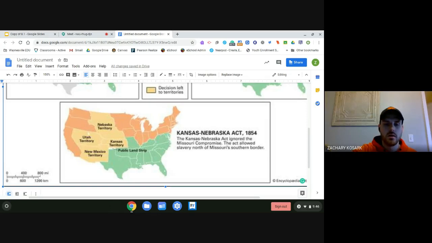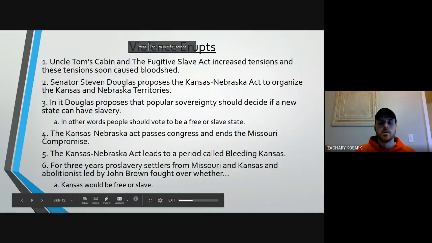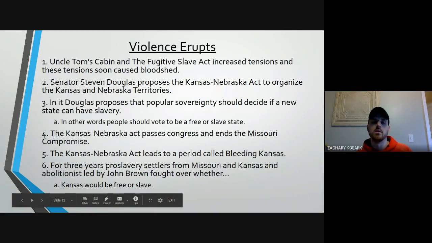We have Utah and New Mexico territory, and now we have Nebraska and Kansas territory. The Kansas-Nebraska Act basically said the Missouri Compromise was over. We're going to throw that out. And the act allowed slavery north of Missouri's southern border. Essentially what Stephen Douglas is trying to do here is say people within those territories should decide whether or not there is slavery there or not.